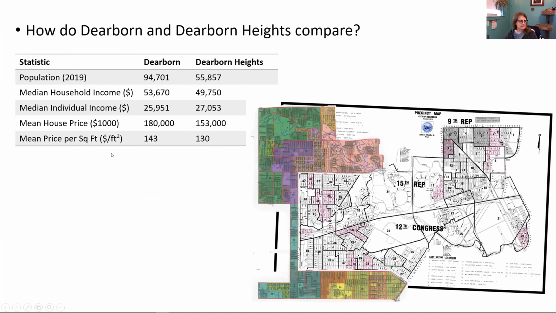This is some descriptive statistics about Dearborn and Dearborn Heights and how they compare. Dearborn's about twice as big as Dearborn Heights. They're comparable economically, although Dearborn has higher household income and higher property values. What you see on the right-hand side is another artifact of this study. This is something I created where the white map is Dearborn precincts, the multicolored map is Dearborn Heights precincts, and if you look closely, you can see all my little squares, how I sampled.